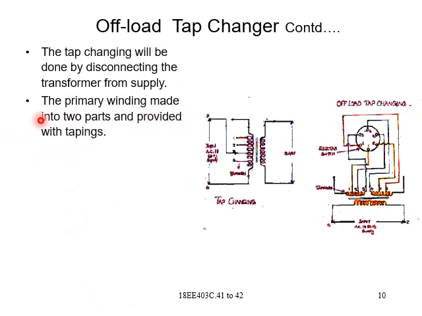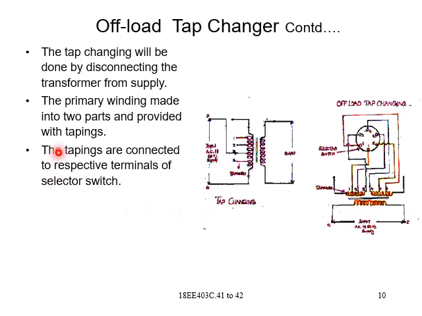The primary winding is made into two parts and provided with tappings. You can see here the primary winding is made into two parts and provided with a multiple number of tappings equally on both. See, 1 2 3 on the first part, 4 5 6 on the other part. All these tappings are connected to respective terminals of the selector switch: 1 is connected to 1, 2 to 2, 3 to 3, 4 to 4, 5 to 5, and so on.